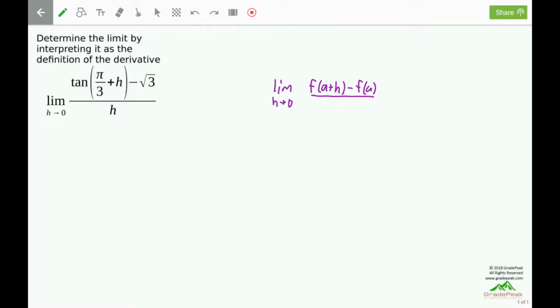all divided by h, which is the definition of the derivative and is equal to f prime, the derivative of f of x, evaluated at a, f prime of a. So instead of working out the limit directly, we can, as an alternative, find the derivative of f of x and evaluate it at a. In order to do that, we have to determine f of x, and that's determined by comparing the f of a plus h to the f of a plus h term over here.